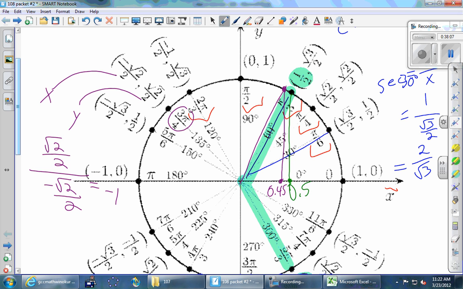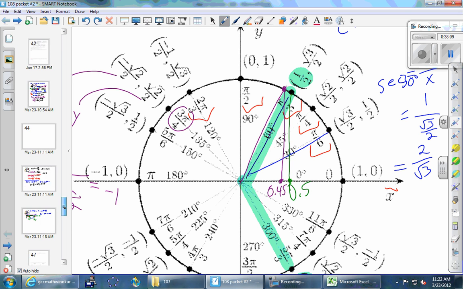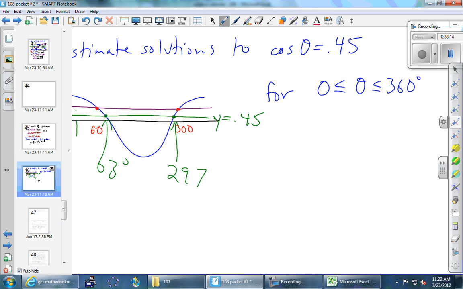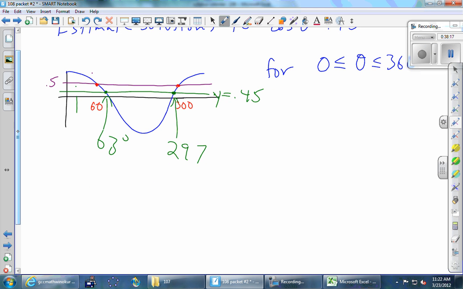Okay, now to say about 57, or about 63, or about 297 is fine for an estimate, but we'd sure like a way to come up with a more accurate estimate than this. Finally, what's the main topic for today and the next few classes? The inverse trig functions. And so this is where the inverse trig functions come in.